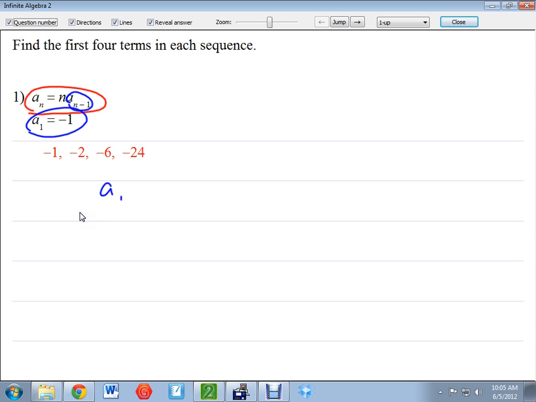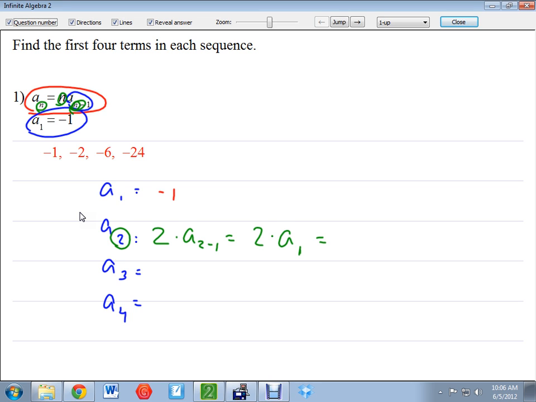So what we need to do is find the first four terms, a_1, a_2, a_3, and a_4, and you notice I have the answer written up already, and we're going to see if we can get to that. I have to just start somewhere. a_1 is -1. a_2 is found by plugging 2 into the formula wherever there's an n. So we'd say a sub 2 is equal to 2 times a sub 2 minus 1. Well, what is a sub 2 minus 1? Well, it's a_1, because 2 minus 1 is 1.